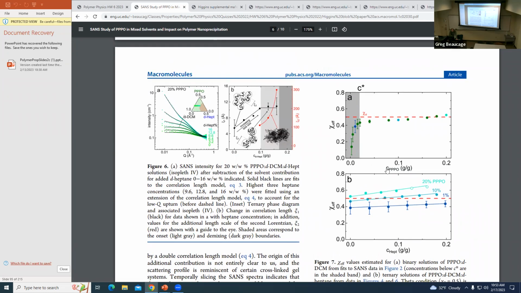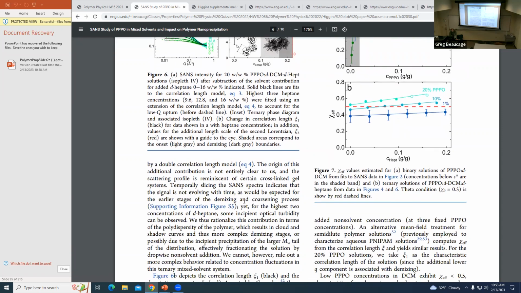And then as the polymer concentration goes up, they seem to show a shift in the chi, which they shouldn't see. It should be the same chi at different concentrations of polymer. It shouldn't affect it. So they see this behavior, who knows why. They say why.